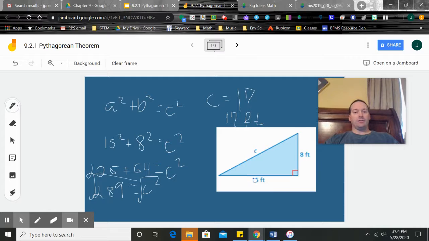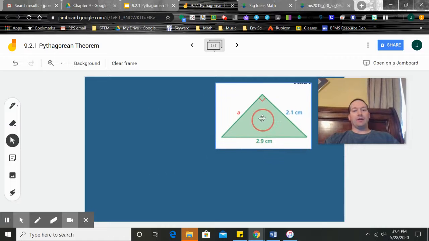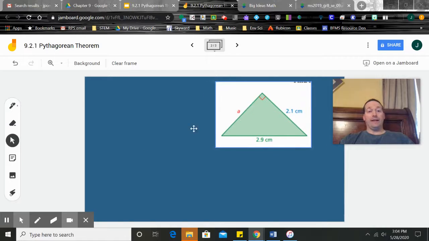Okay, so we found the numbers we have. They're legs because they form a right angle, so those are your A and B. Plug it in and solve. Plug and chug. Now, you don't always have to find the hypotenuse. Sometimes they give you the hypotenuse, and you have to find one of the legs. So they tell us this one happens to be A.